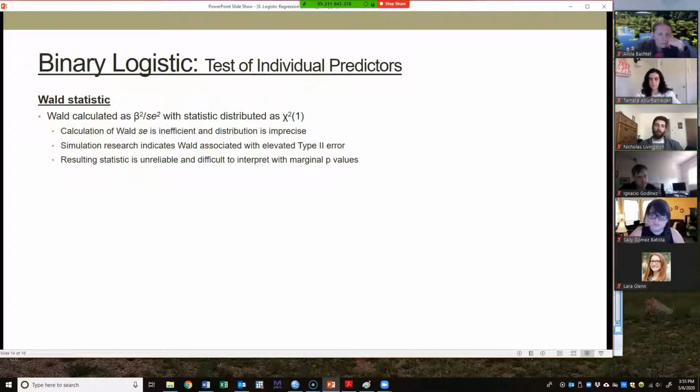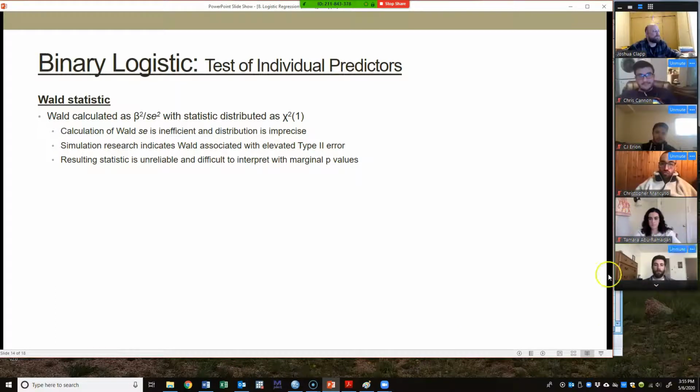The problem is calculation of our Wald standard errors is inefficient, right? Does anybody remember what inefficient means in terms of our test? It means it's not good. Yeah, right. It means as our samples get bigger and bigger, what should we expect to happen to our error? The error of our prediction should get smaller, right? And these Wald tests don't do that. The distribution is also imprecise, same thing as with our Sobel test. We say, oh, we've got this test statistic that falls along this distribution. Well, really, it's not a perfect match from a theory-based standpoint.